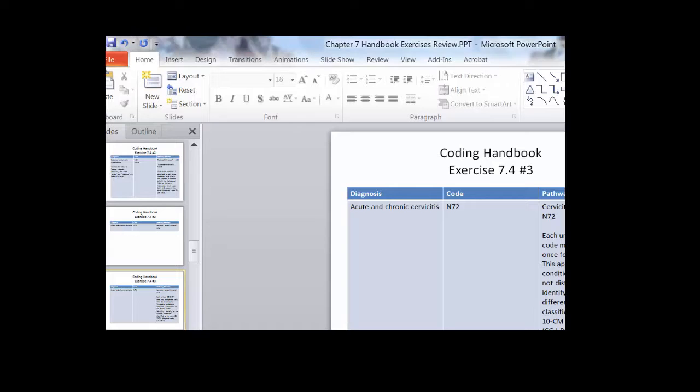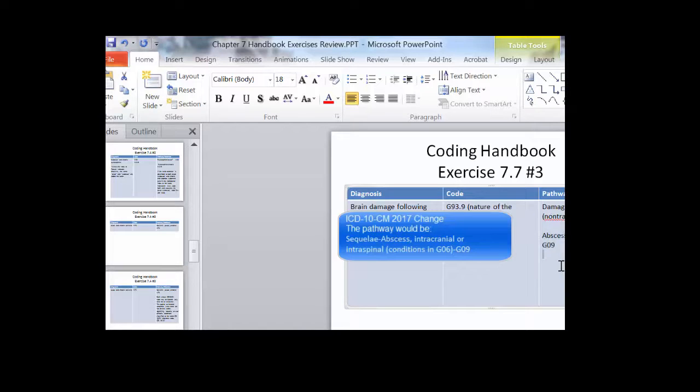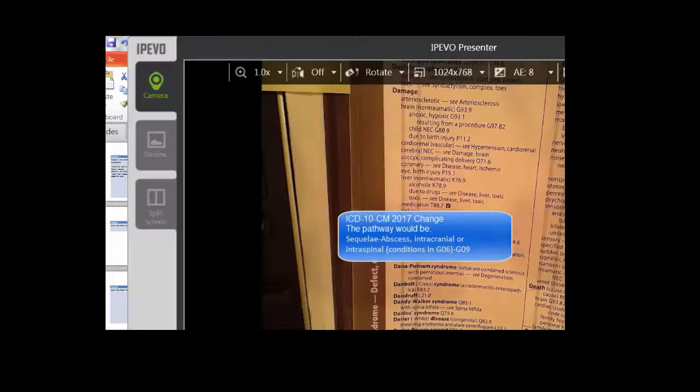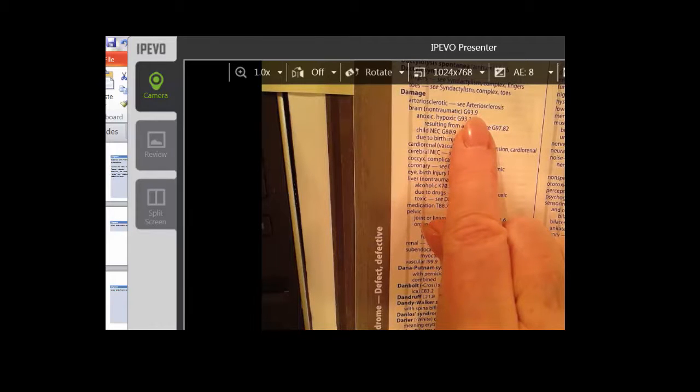All right, so now we'll go to the next one. And this is brain damage following cerebral abscess 7 months ago. Exercise 7.7, number 3. Looking at our pathway, damage is our main term, brain our subterm, and it is non-traumatic because it's an abscess, it's an illness. It's not an accident or brain injury in the sense of someone being hit in the head or sustaining a head injury during an accident. So G939 is our code for the brain damage, and then for the abscess, we're going to actually look up sequela. So let's move to our document camera, and here's damage, brain, non-traumatic, G939.